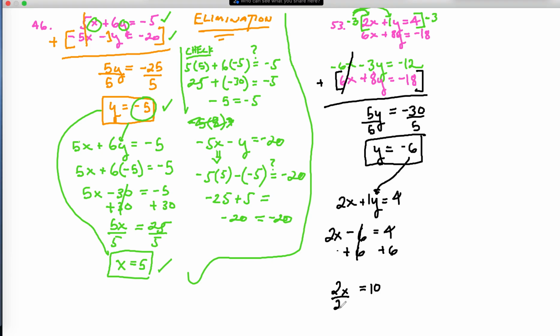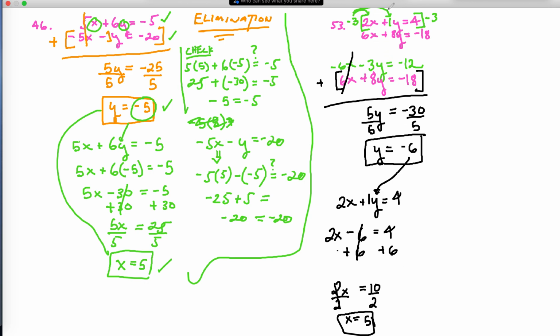Divide by 2 on both sides. I'm going to get x equals... 2 divided by 2 is 1. 1 times x is just x. 10 divided by 2 is 5. And this is my solution set. Okay, there we go. Okay, and now I have it that x is 5, y is negative 6.